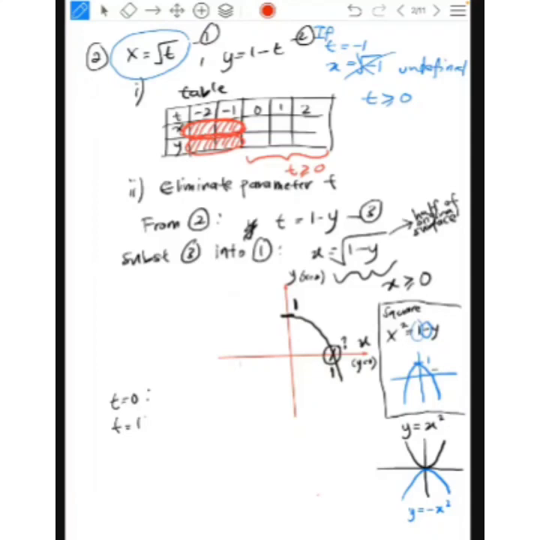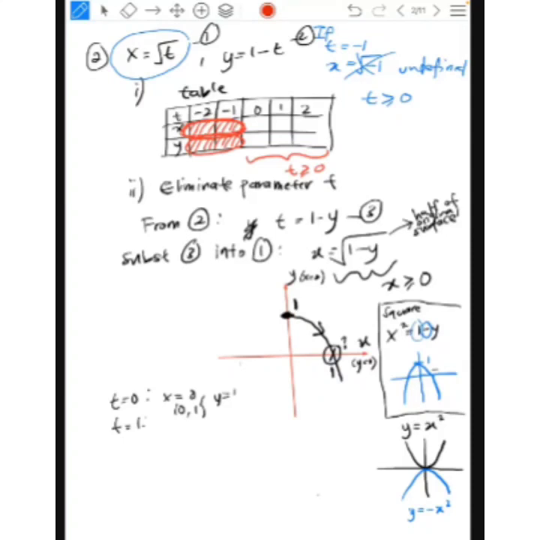If t equals 0, then x equals square root of 0, which is 0. y equals 1 minus 0, which is 1. So I have (0, 1). Where does (0, 1) go? This one. Okay, once it is here, it must go down, because it does not have anywhere else to go other than going down.